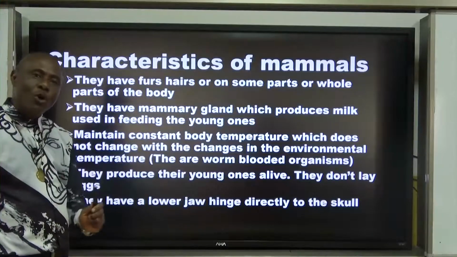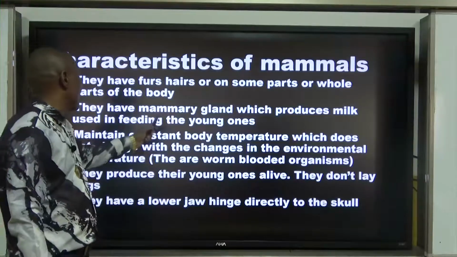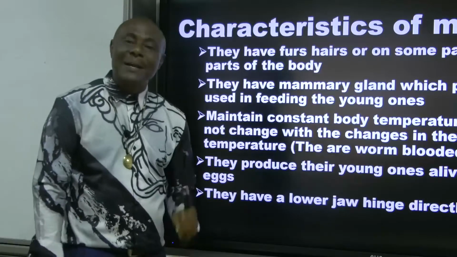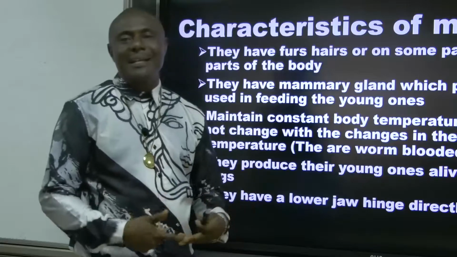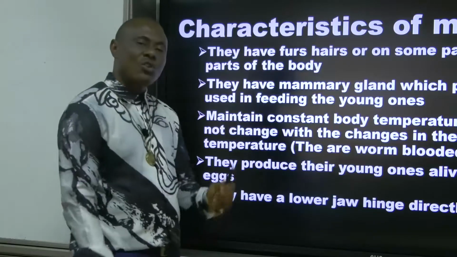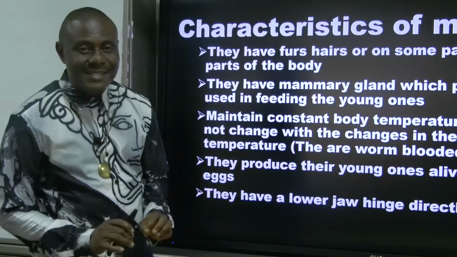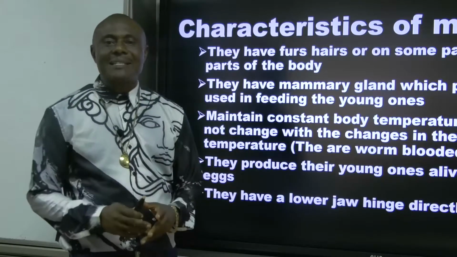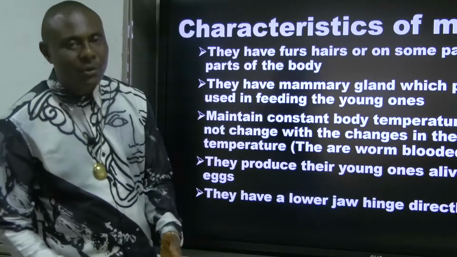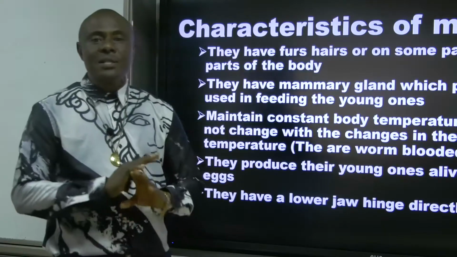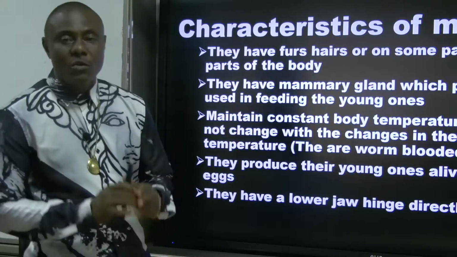Look at it again. They have furs on some part or all over their body. They also have a mammary gland, particularly in the female, as well developed. The essence of the mammary gland is to produce milk that is used in breastfeeding the young ones. They also have a constant body temperature. In man, the body temperature is 37 degrees centigrade, and this is constant and does not change with the environment. The weather might be cold or hot, the body temperature remains constant, and because of that they are referred to as warm-blooded animals.